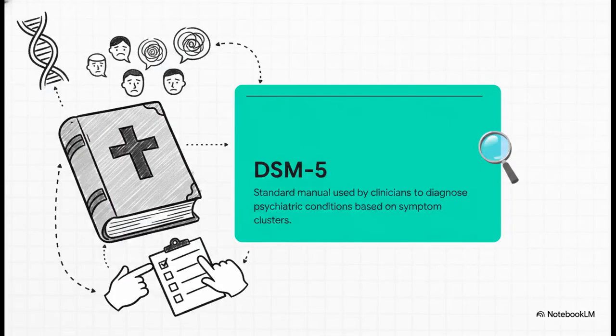And because we don't have a simple blood test for mental illnesses, the global psychiatric community relies on the DSM-5. You can think of this as the psychiatric Bible. It's a massive, highly standardized manual that gives us very specific checklists of symptoms for every recognized disorder. For a doctor to make an official diagnosis, a patient's behaviors and complaints have to strictly match up with the specific symptom clusters laid out in this exact manual.